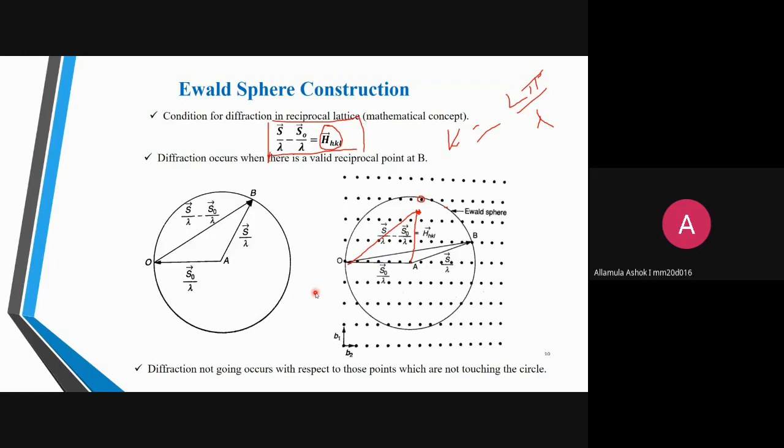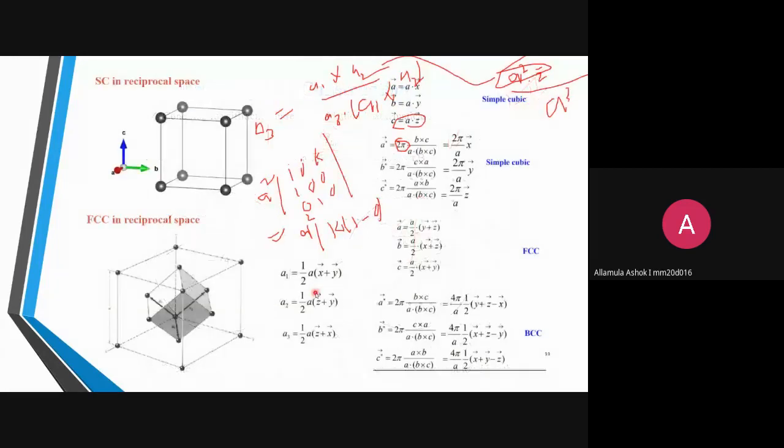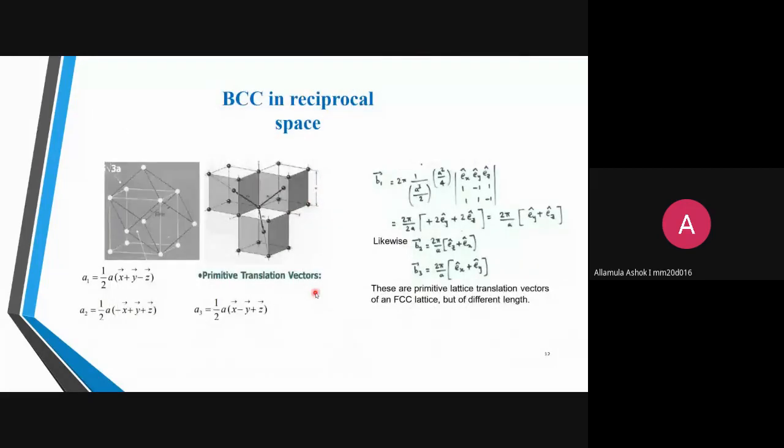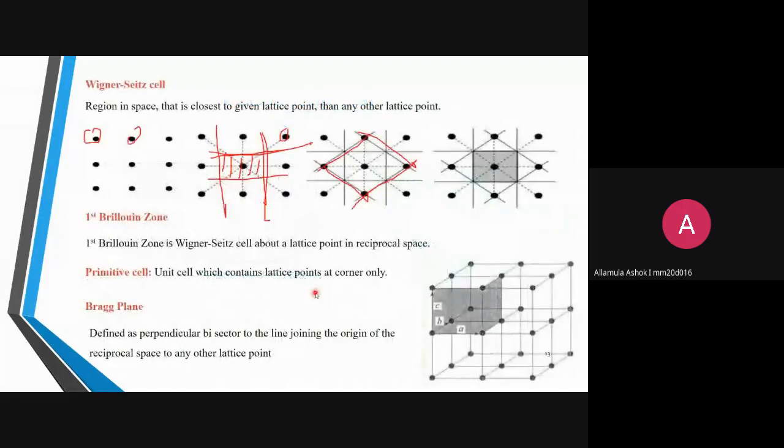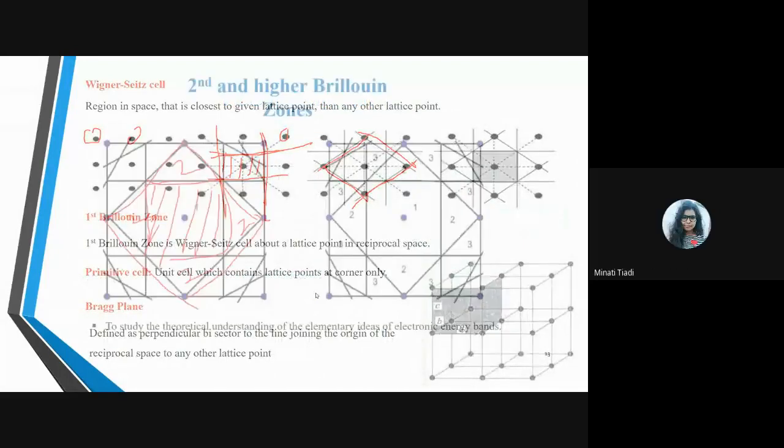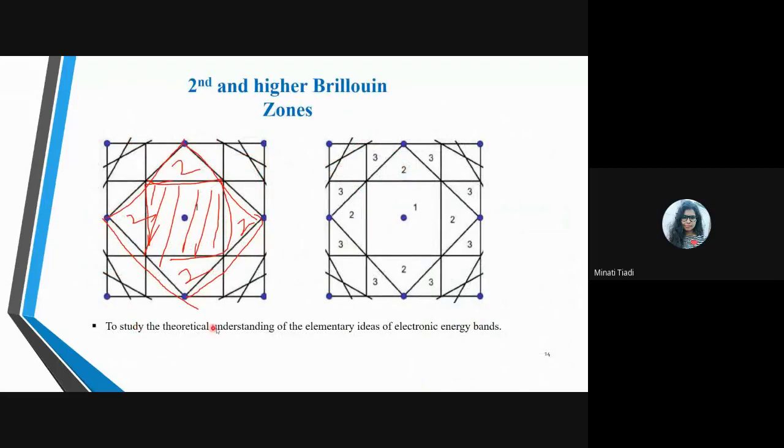I want to extend to the application, and I don't know this. Lakshman, I didn't get something you are asking. I am also interested, can you just tell that again? Brillouin zones are very helpful for electronic energy bands and band structure analysis. I don't know that, but I want to learn the theoretical understanding of elementary ideas of electronic energy bands.